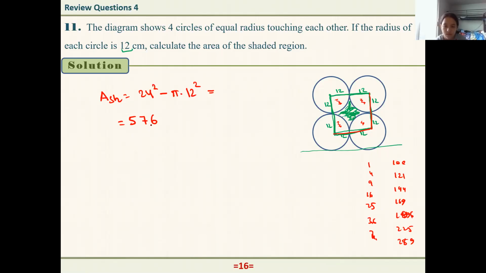This 24 squared, 576, minus 12 squared. What is 12 squared? 144. And here we have pi. If we just subtract this, we will get the answer. So that is equal to 576 minus 144 times pi, which is equal to 123.6 square centimeters. So the area of the shaded region is equal to this.